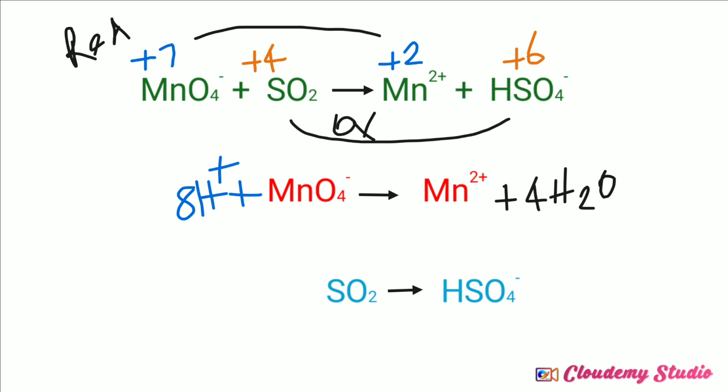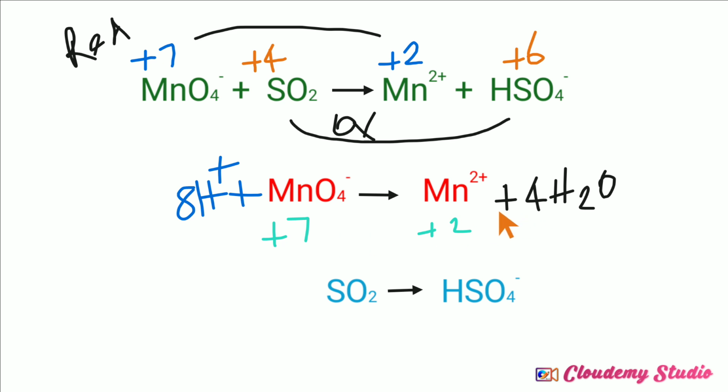Now we can check the charges of the equation. The right hand side, the total charge is +2. The left hand side, here 8 plus, here 1 minus. So the total charge on the left hand side is +7. The right hand side charge is +2, but the left hand side charge is +7.